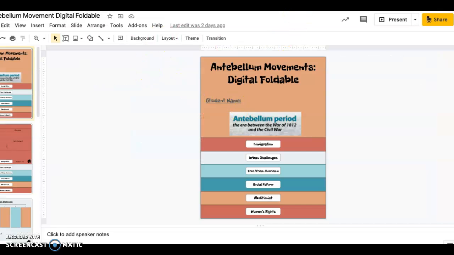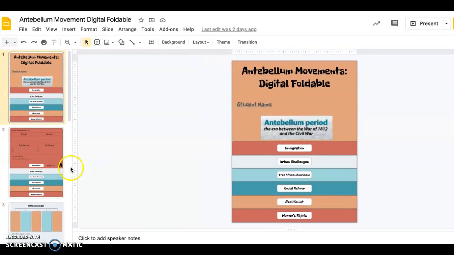It's done in Google Slides. So you can see there are multiple slides. And you're going to put your name here so we know whose it is. And then you'll see it's broken down by immigration, urban challenges, freed African Americans, social reform, abolitionists, and women's rights. So those are kind of the main topics we're going to cover in this period right prior to the Civil War and how that all begins.